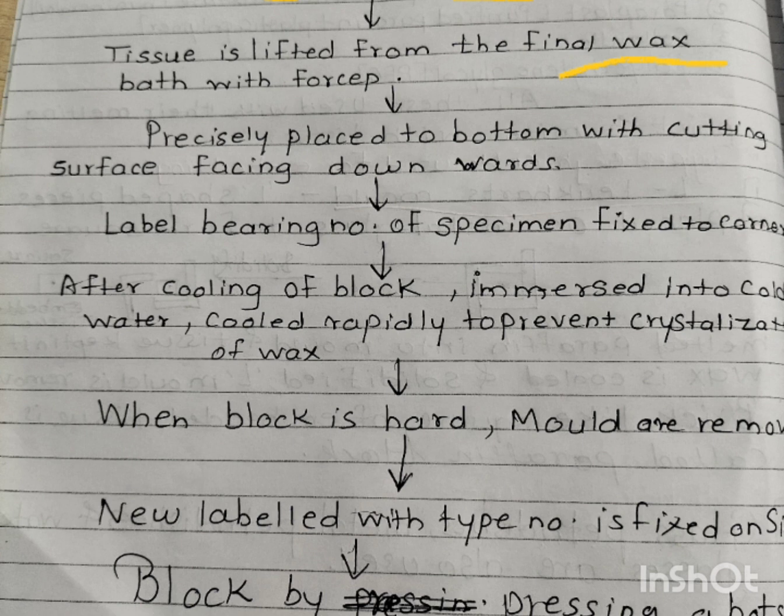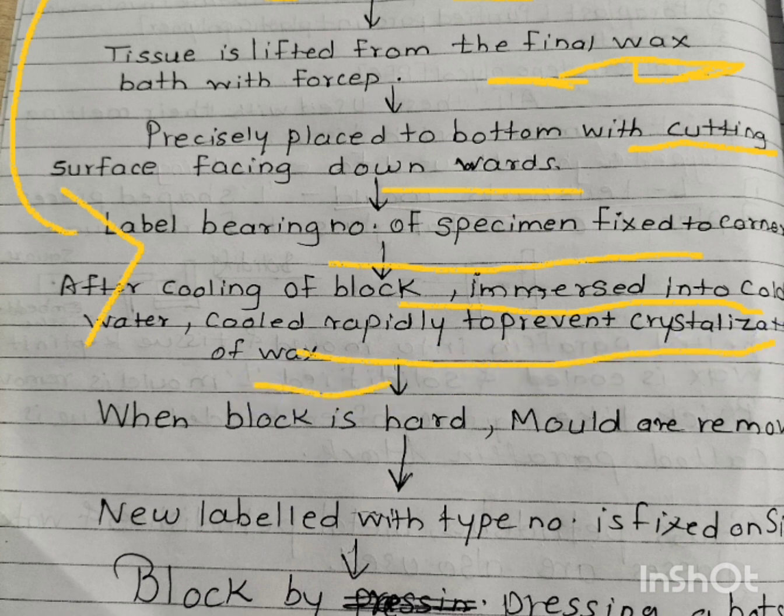Next we are going to place the tissue, the final tissue from the impregnated tissue, that is the final wax bath, in the bottom with the cutting surface downwards. Okay, cutting surface downwards. Label and then pour the molten wax on it. After that there is labeling, and then it is cooled rapidly to prevent crystallization.